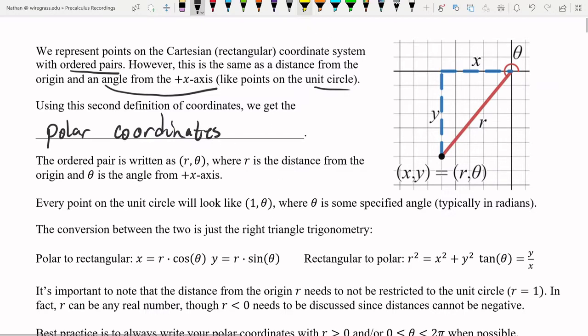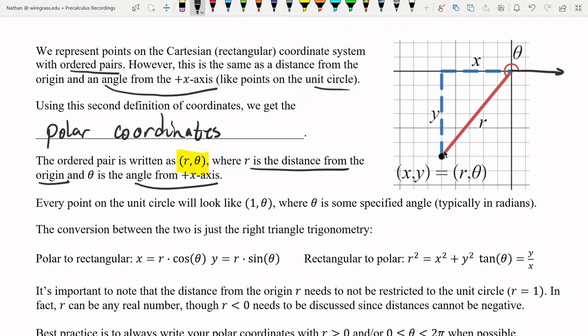And it's written in this form, r theta. So instead of x, y for Cartesian coordinates, we now have r theta. R is the distance from the origin. So kind of like on this graph here, this is the origin point. R is the distance from the origin, and theta is the angle from the x-axis. Theta is always going to be measured from the positive x-axis and going around.